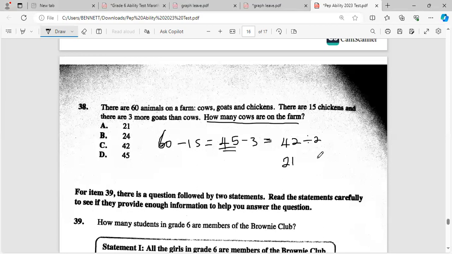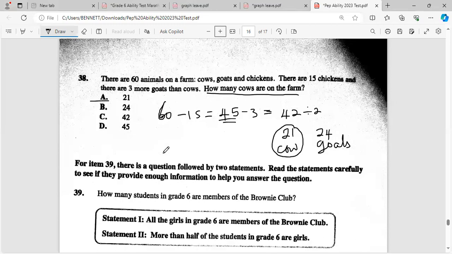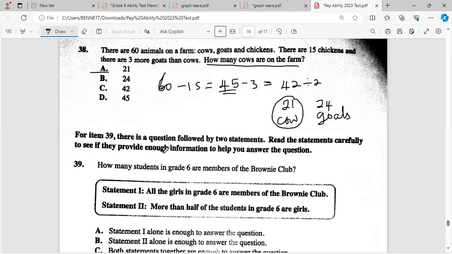And he said there are 3 more goats than cows. So that means these are the goats, right? Because there are more goats. But what did they ask you for? What did the question ask you? How many cows are on the farm? So are we not agreeing that it will be 21? Yes, sir. If they had asked for goats, it would have been 24. Good job.